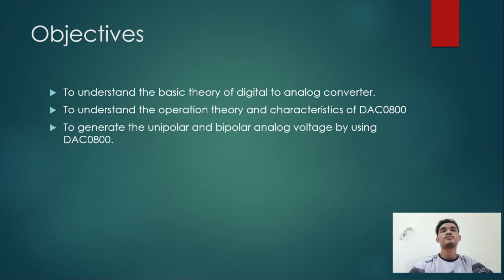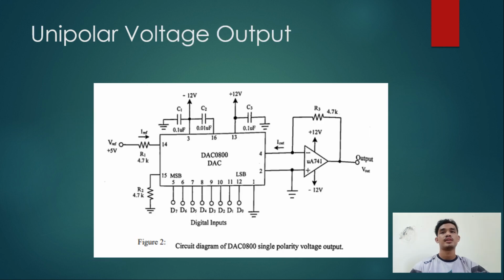Next is the objective for this lab session. First is to understand the basic theory of the digital to analog converter. Second is to understand the operation theory and characteristic of the DAC 0800. And the third objective is to generate the unipolar and bipolar analog voltage by using the DAC 0800.